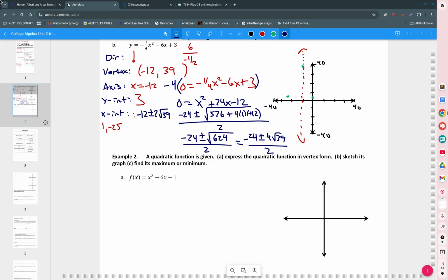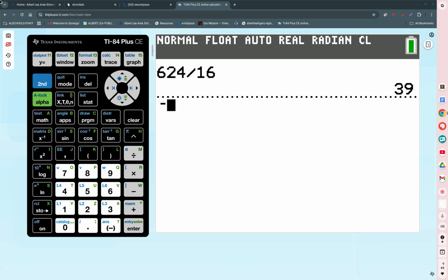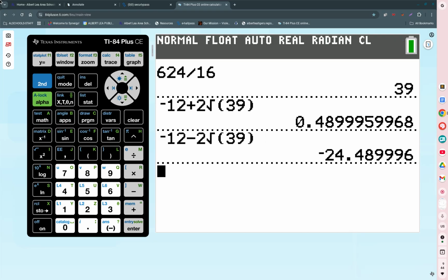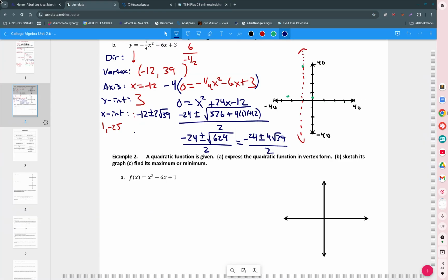Now you got two options. You can do the first option, which is negative 12 plus 2 roots of 39. And you get 0.49. You get negative 12 minus 2 roots of 39. Whoa. And I get negative 24.49. So I've got 0.49, negative 24.49. If you notice, that's not too far off from what my guess is. Seems like things are reasonable.